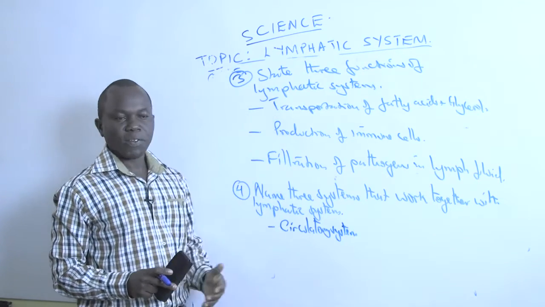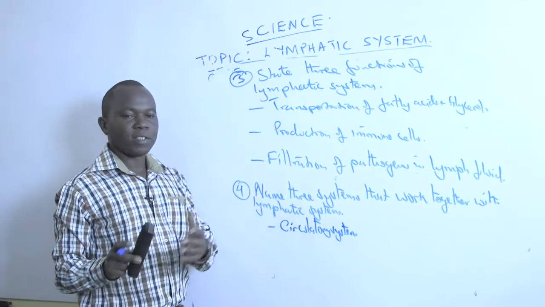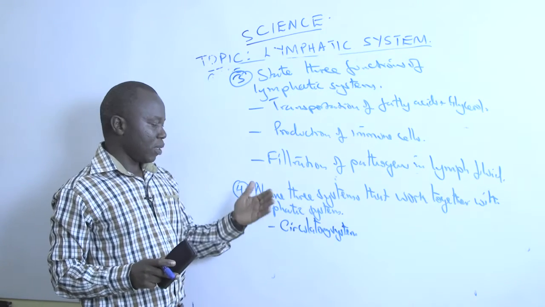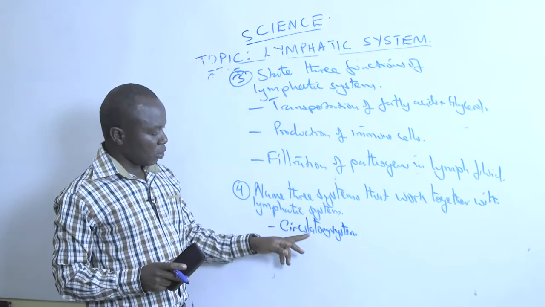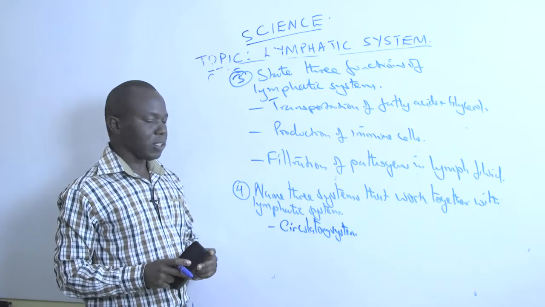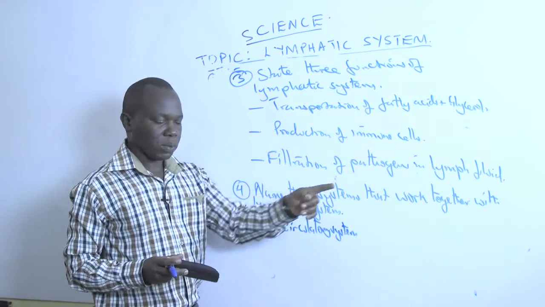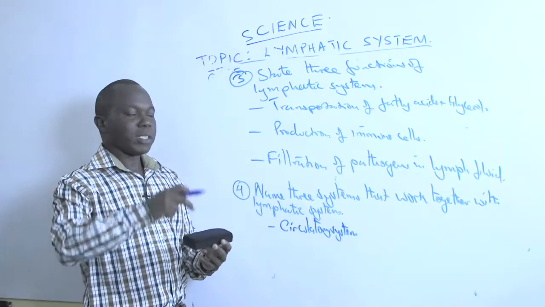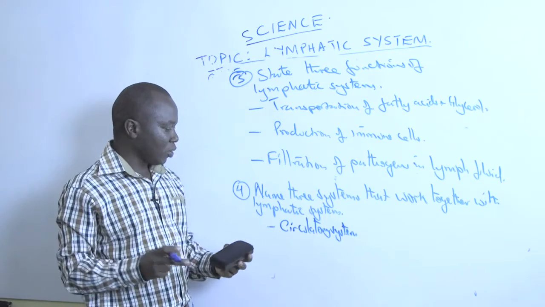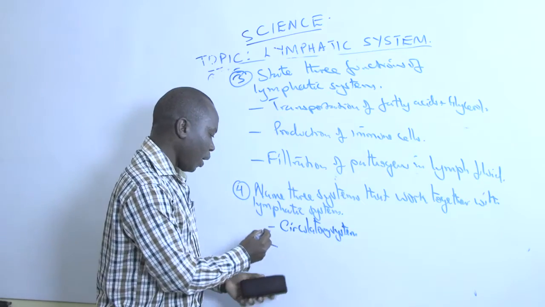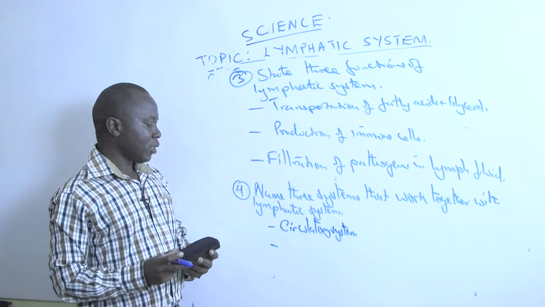Where does lymph come from? It comes from ultrafiltration of blood that is passing through the capillaries. So already there's a connection with the circulatory system. Where does this lymph drain to? It drains to the heart, which later again continues the circulation of the fluid. So it will work together with the circulatory system.